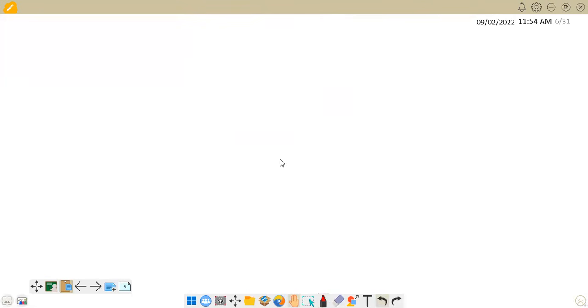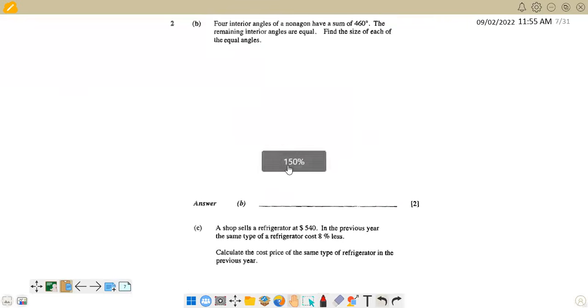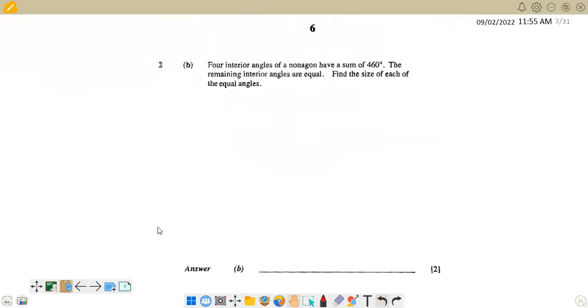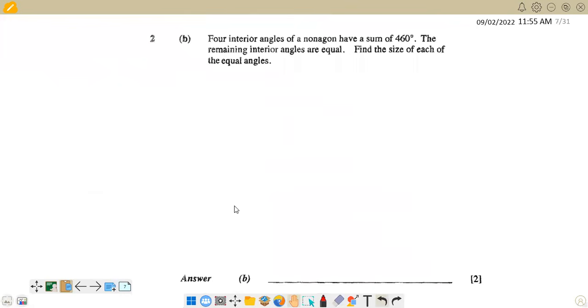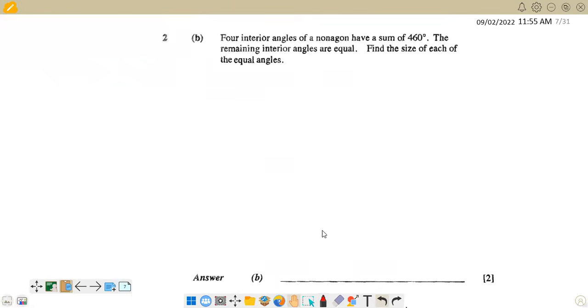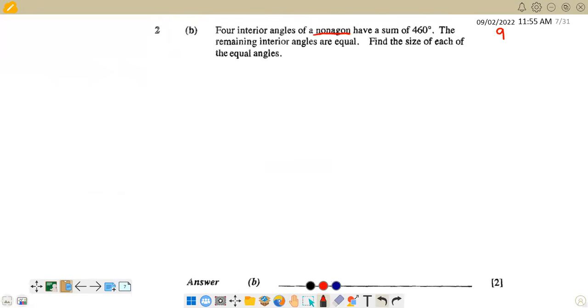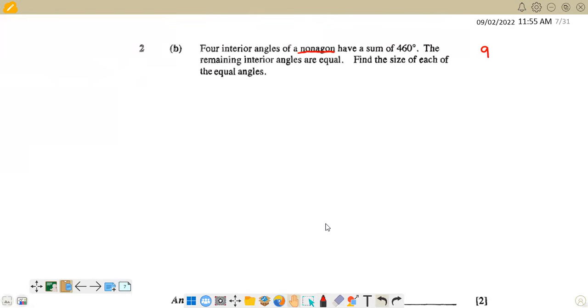Okay, let's see the other question, which is now 2b. We are given 4 interior angles of a nonagon. I think it's now clear. Take note, we are dealing with a nonagon here, which means we are talking about a polygon with 9 sides.